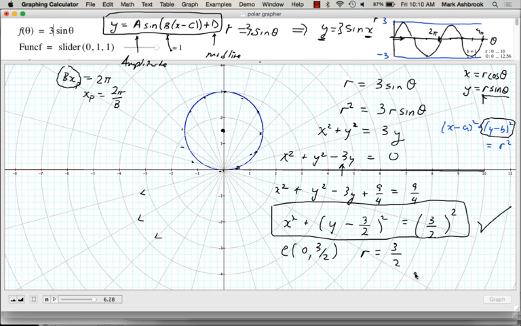Okay, so you'll have some questions like this, going back and forth between a polar equation and the corresponding Cartesian equation, x and y. So we sketched r equals 3 sine theta. We thought it might be a circle, and we just proved it. We just proved that it's the circle we thought it was. Center 0, 3 halves, radius 3 halves. Any questions on that?